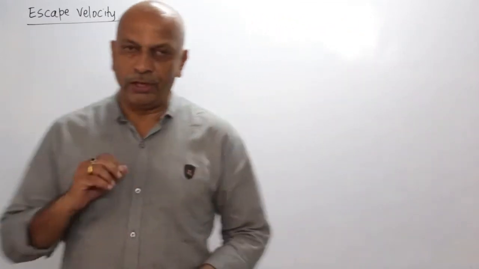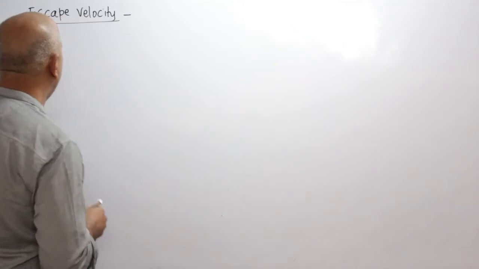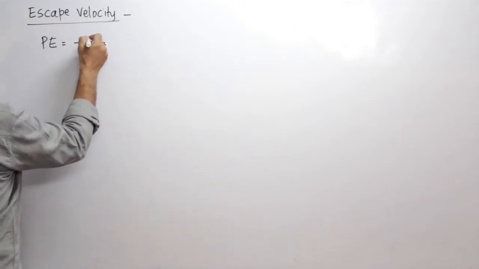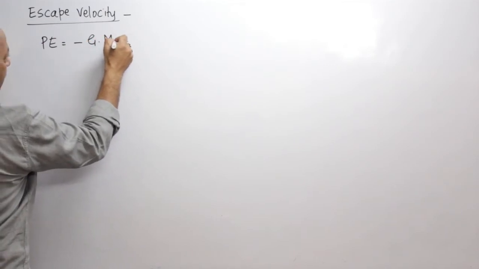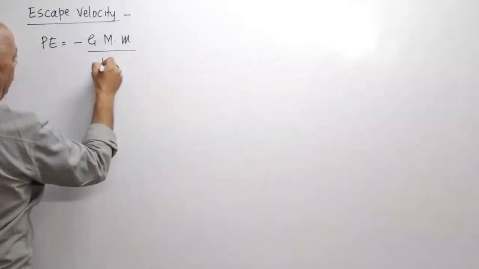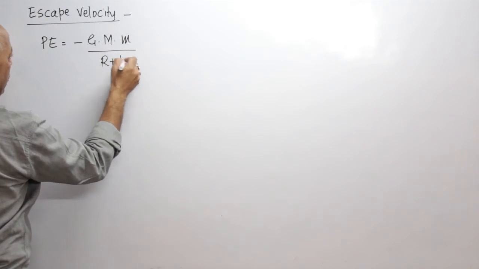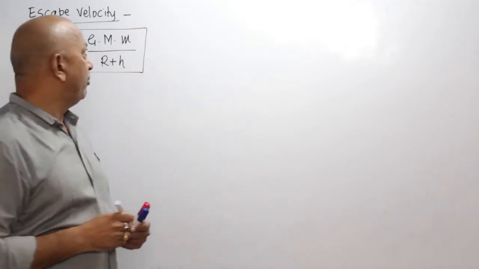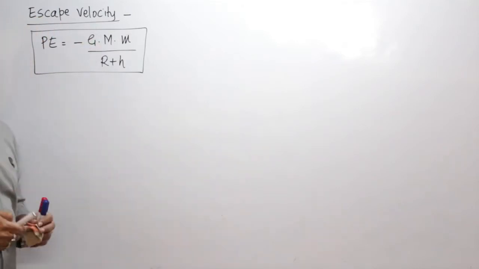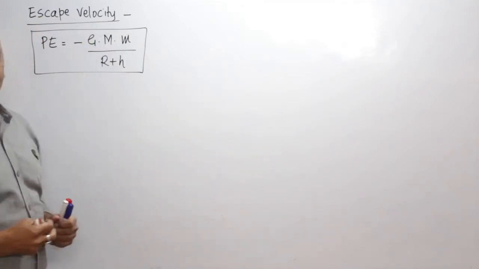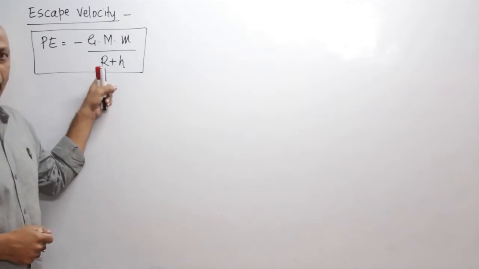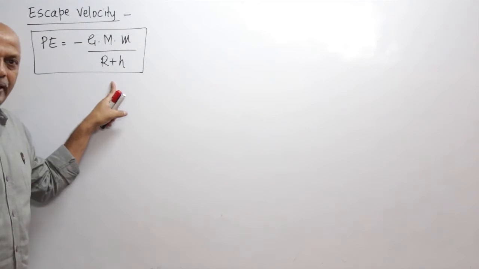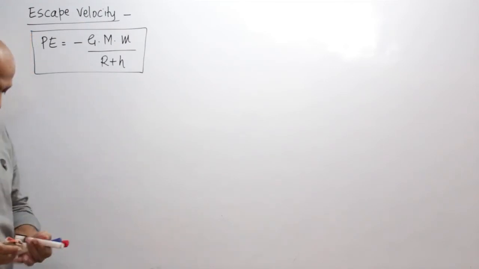In the last session we have seen the potential energy. We have seen the P is given as minus G capital M small m upon r plus h. Today we learn about escape velocity. To calculate the escape velocity, we are going to take the help of equation of potential energy. म्हणून हे आपण आधी शिकलेलो आहे.